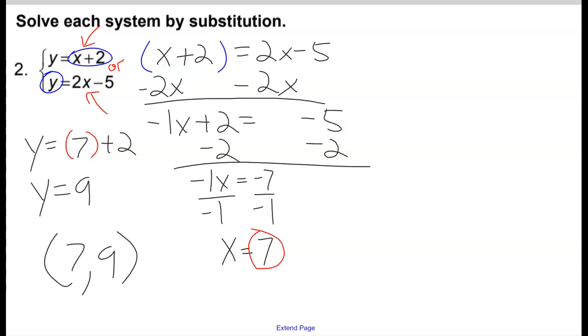Alright, let's take a look at another example. We'll solve each system by substitution. We're going to plug in this y here. Y is equal to x plus 5. We're going to plug it into that second equation. You get x plus 5.